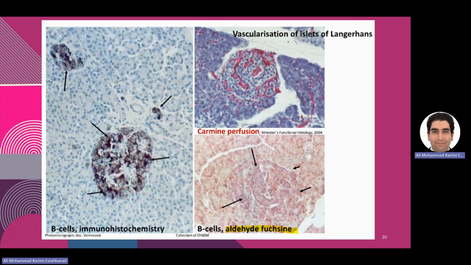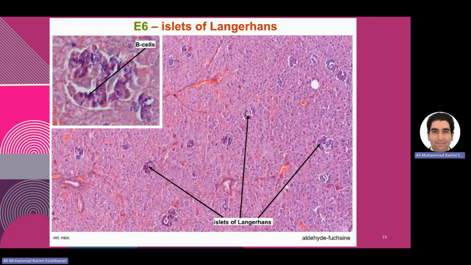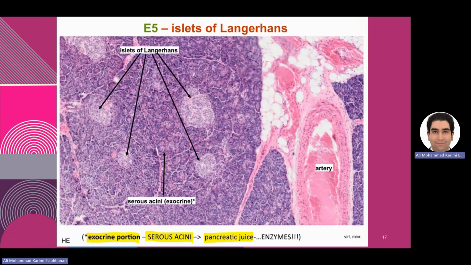Next, this is another type of staining that you can easily get in the exam. I personally had this staining, the immunohistological staining of beta cells, in my exam, and thankfully I did remember this picture. So remember these 3 different pictures and also the fuchsin one. And the H&E version, which is the easiest version of the staining for the islet of Langerhans, remember it by heart, guys.